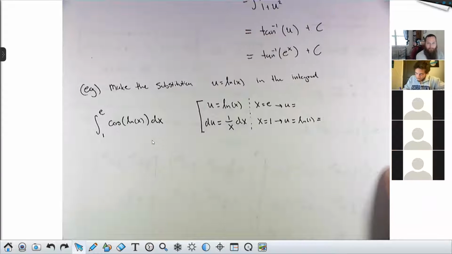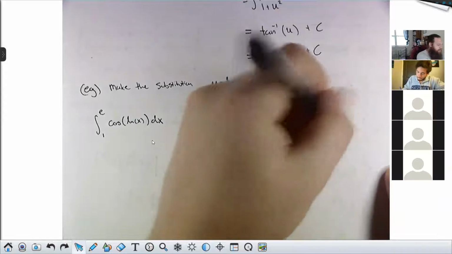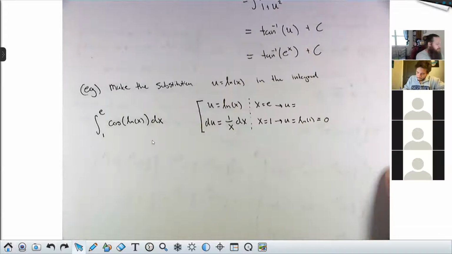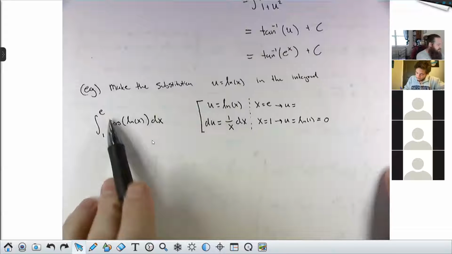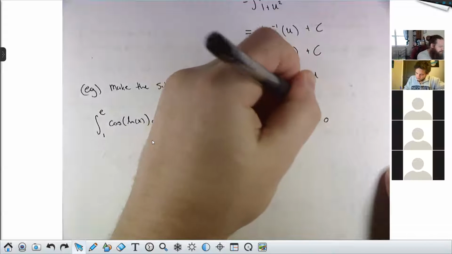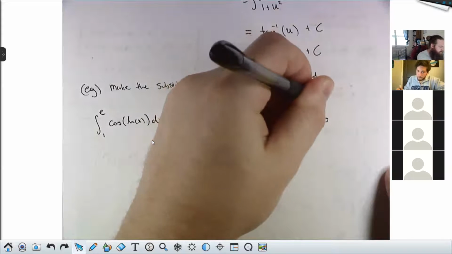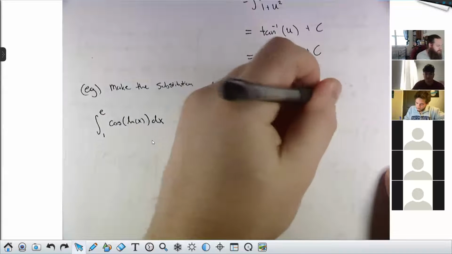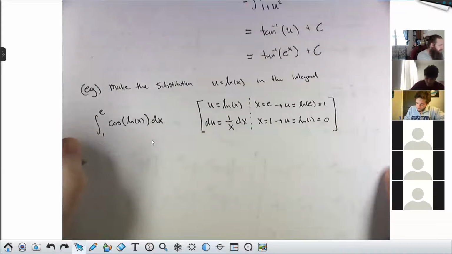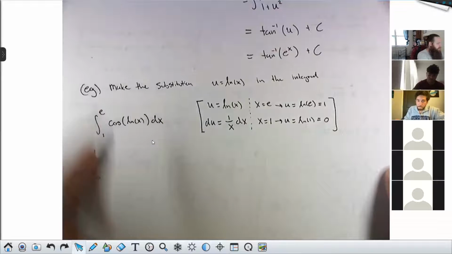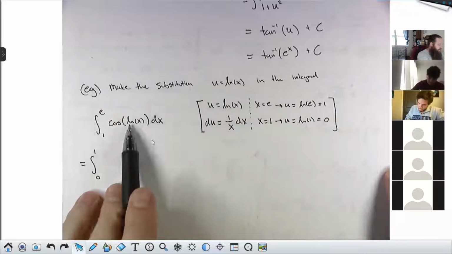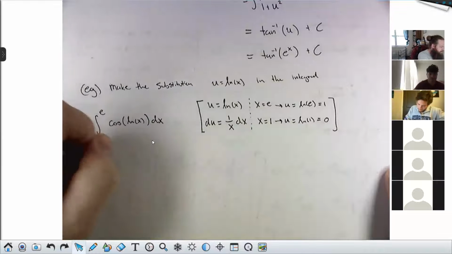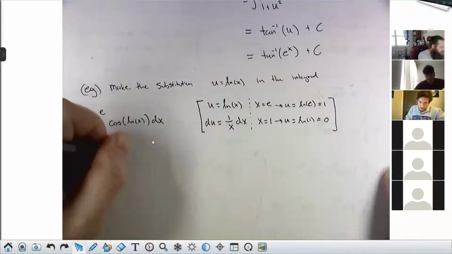0, right? Because 2 to the 0 is equal to 1. And when x is equal to e, u would be the natural log of e. What is that? 1. Okay, very good. So my new integral is going to go from 0 to 1. The cosine of the ln of x is going to become the cosine of u.